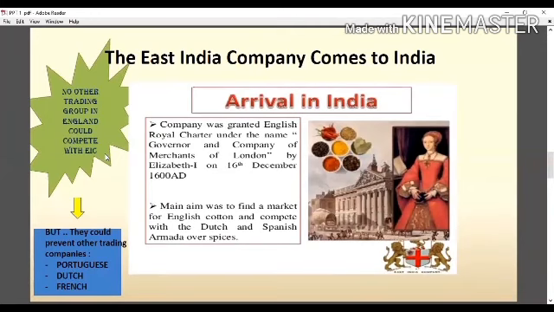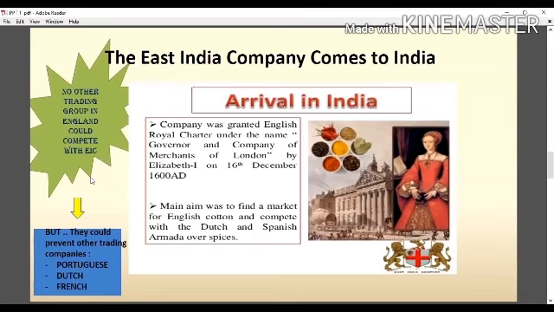And this sole right is given a new term, which is called monopoly. You should know this term because they got the monopoly. Monopoly means where you have only a single ruler who is taking control of everything. But it was not so.